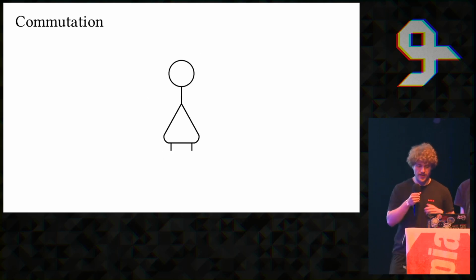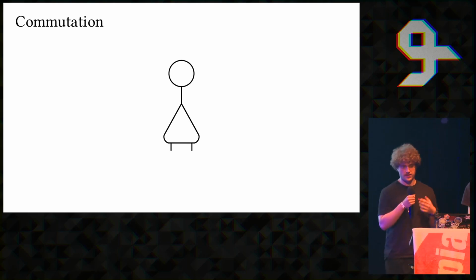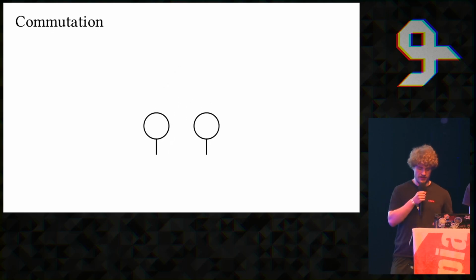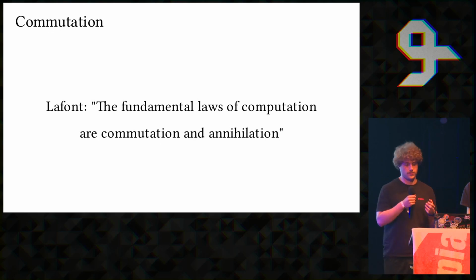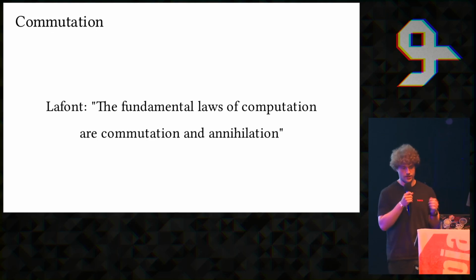The second type of commutation is whenever a node with two auxiliary ports interacts with an eraser, the eraser just gets duplicated. And Lafont, that's actually the one who introduced interaction nets, argued that the fundamental laws of computation are commutation and annihilation that we just saw here.